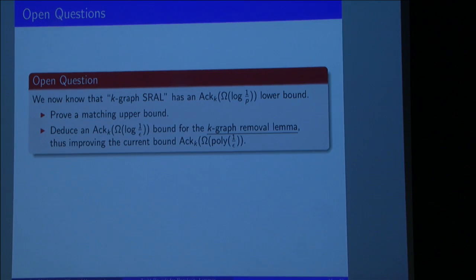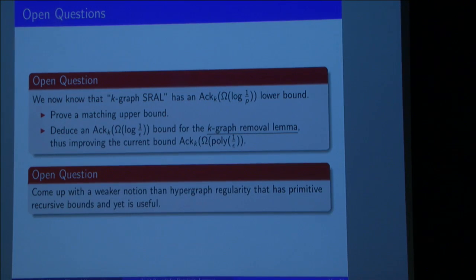And if you do prove an upper bound for the hypergraph SRAL, then you can, I would say likely, deduce a k-graph removal lemma, and then you get an improvement for the best known bounds for the hypergraph removal lemma, very analogous to Jacob's improvement of the removal lemma for graphs. I assume this should be possible. Yeah, so maybe that should be all. Thank you.